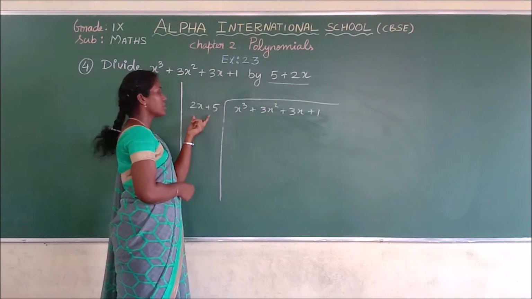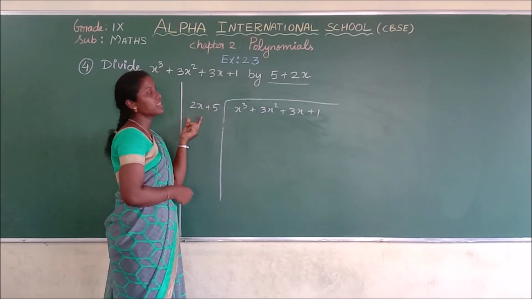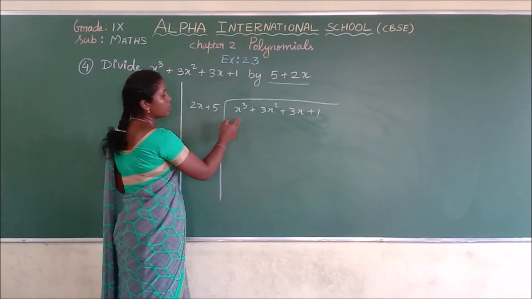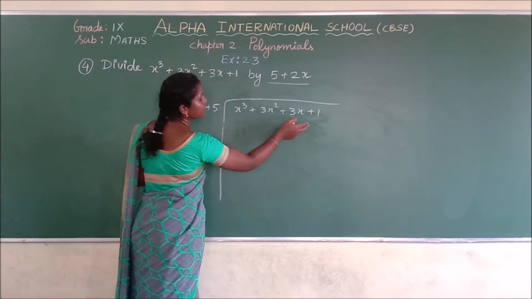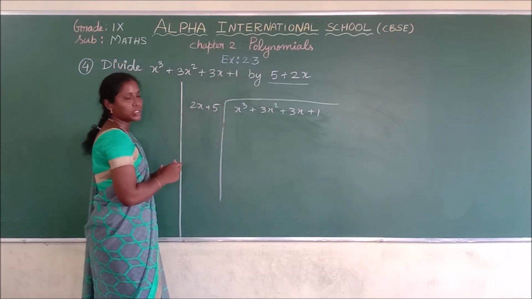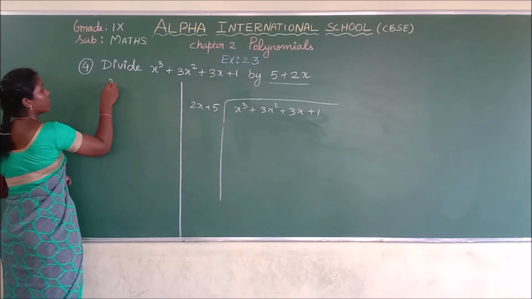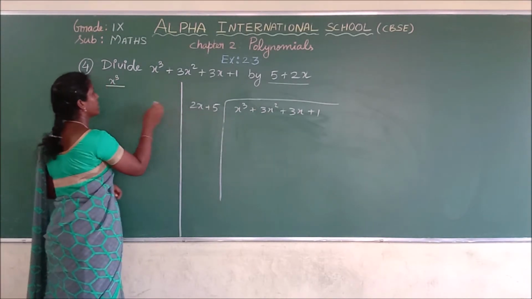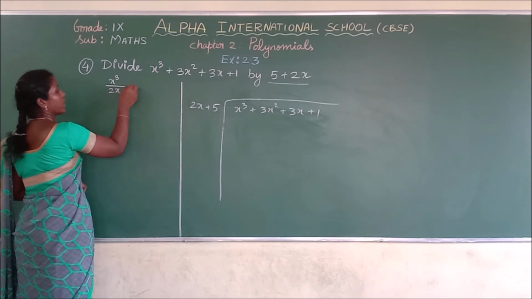Okay, while dividing the terms, you can rearrange and write it as 2x plus 5. Now, we are going to divide the polynomial x cube plus 3x square plus 3x plus 1 by 2x plus 5. So, how do we identify the first term of the quotient? We know the method. We divide the first term of the dividend by the first term of the divisor. So, x cube by 2x.